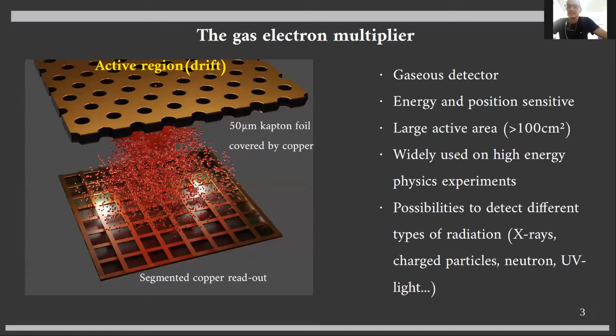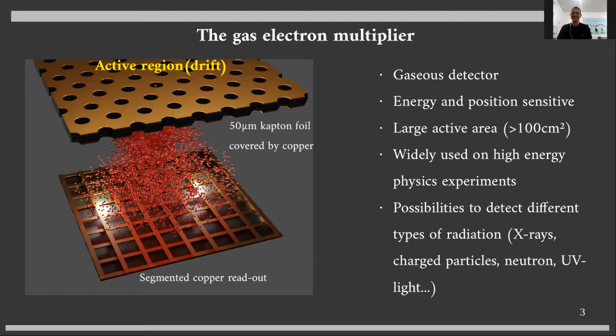Okay, so just a very quick introduction. This is the GEM detector. So it's a gaseous detector which has an active region here. So this is where the ionization happens. And the charges that are created in this active region are going to drift towards the GEM, and inside the holes here they're going to be multiplied. So in the end, we can collect all these electrons from the multiplication in a readout system, and then we can reconstruct the position of interaction.